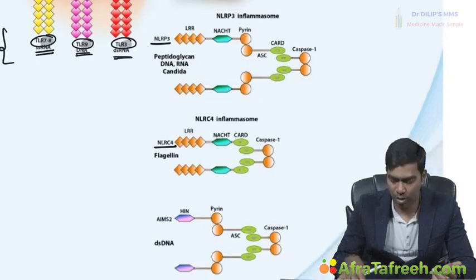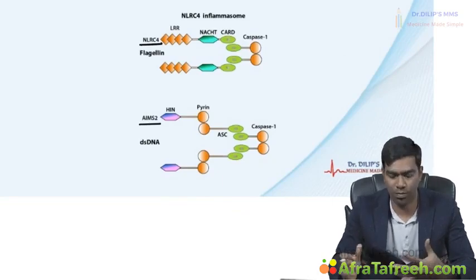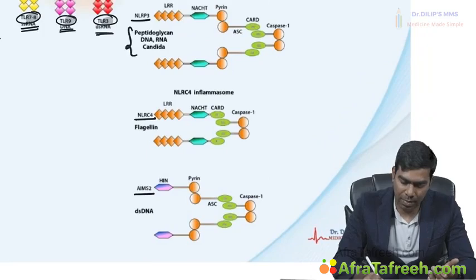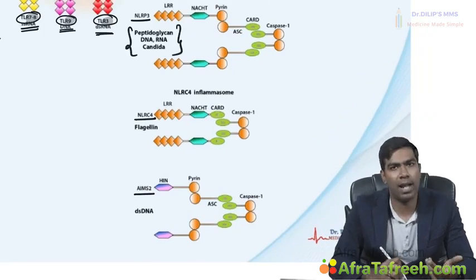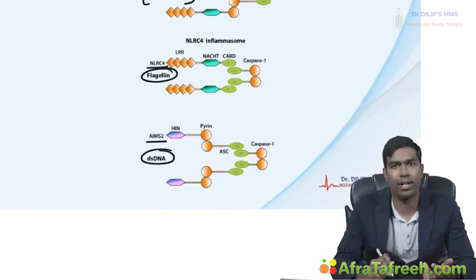Finally, you have the NLRs also, called NOD-like receptors. Remember, NOD receptors are different, NOD-like receptors are different. So here we are talking about NOD-like receptors, called NLRs. Why these NLRs are very important, I'll tell you. You have three subtypes of NLRs: one is NLRP3, then you have NLRC4, and finally something called the AIM2 complex. Typically, NLRP3 is going to recognize peptidoglycan, DNA, RNA in Candida, NLRC4 is going to recognize flagellin, and AIM2 is going to recognize double-stranded DNA.